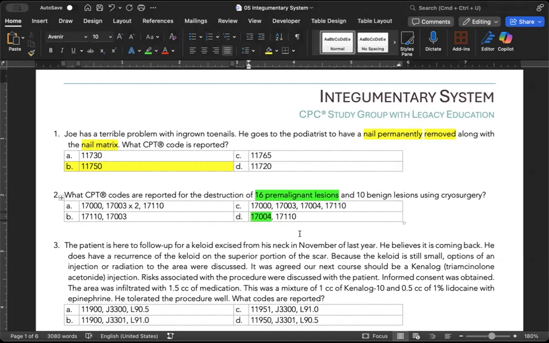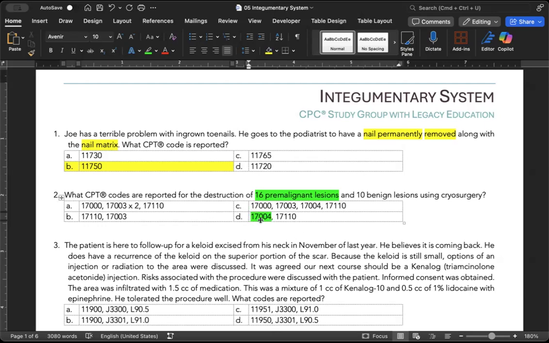Does that make sense to everybody? So 17000, you don't want to necessarily just stop at that and read that and say, okay, this is what we're going to do, right? We want to keep looking, especially whenever that one is just for the first lesion and we have multiple. We want to see what our add-on code is going to be for the additional. And in this instance, we would not use the primary and add-on code. We would just use the 17004. That makes sense.